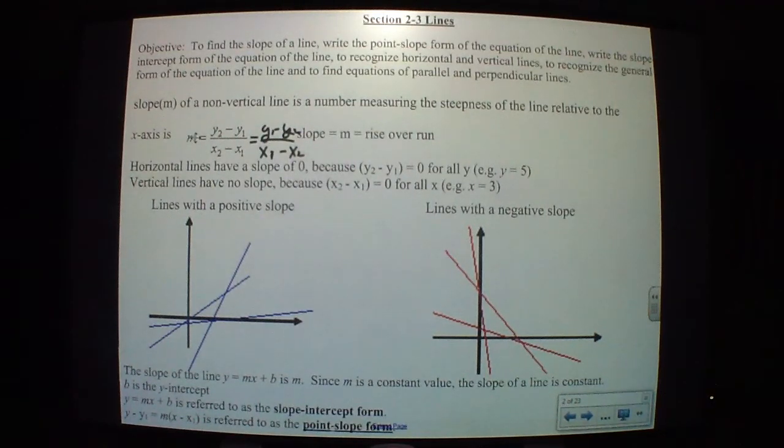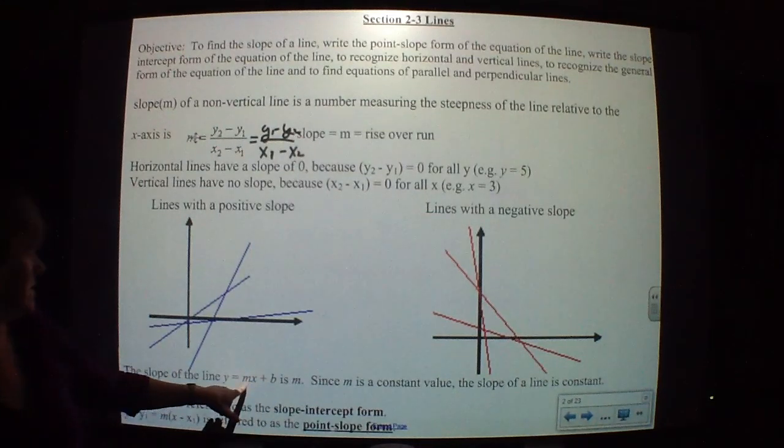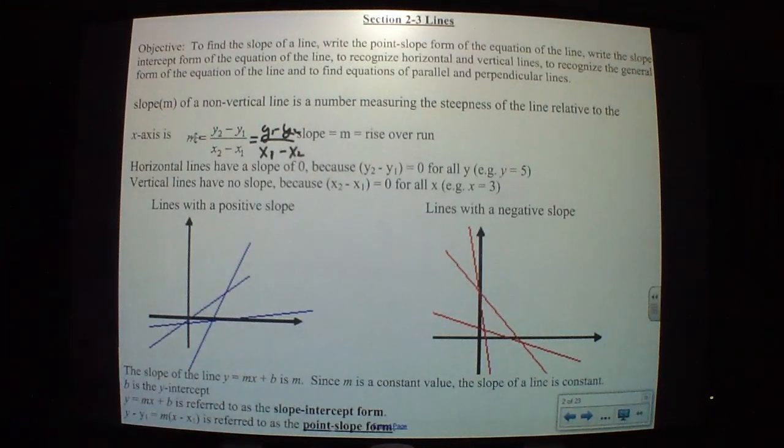The slope of a line y is equal to mx plus b is that m. So m is your slope. b is your y-intercept. y equals mx plus b is referred to as the slope-intercept form. There's another form called the point-slope form, which is y minus y sub 1 is equal to m times the quantity x minus x sub 1. And that's your point-slope form.